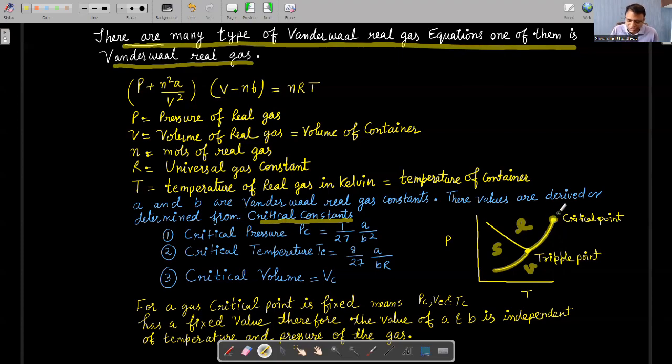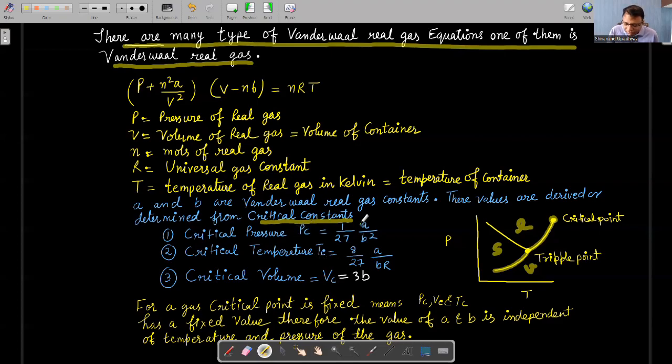So in case of a van der Waals real gas, when we derive the critical constants, we get that critical pressure is equal to 1/27 A upon B square. Critical temperature is 8/27 A upon BR, and critical volume VC is equal to 3 times B. Here we are not deriving these critical points. We are discussing that PC, VC and TC are experimentally determined. For a gas, they are not going to change. The values of A and B are derived from PC and VC.